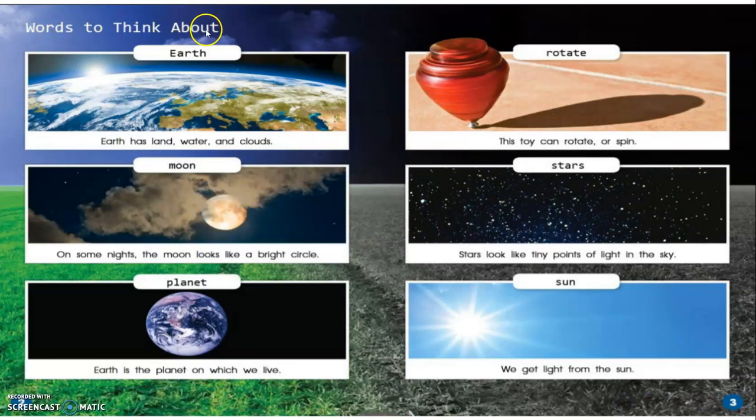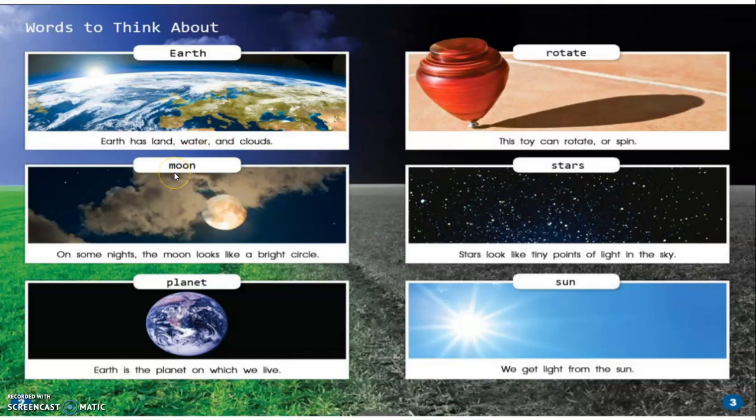Let's look at some words to think about. This word is earth. Oh, that's also one of our high frequency words this week. Earth has land, water, and clouds. We've also talked about why we put commas in between words like this, and that's because they're making a list. What does Earth have? It has land, comma, water, comma, and before the third item, you put and, then we list our last item, which is clouds.